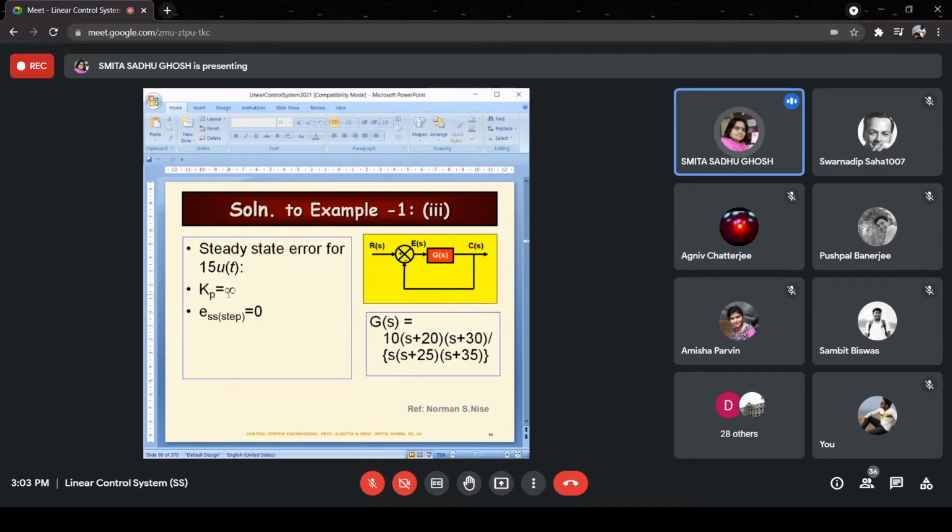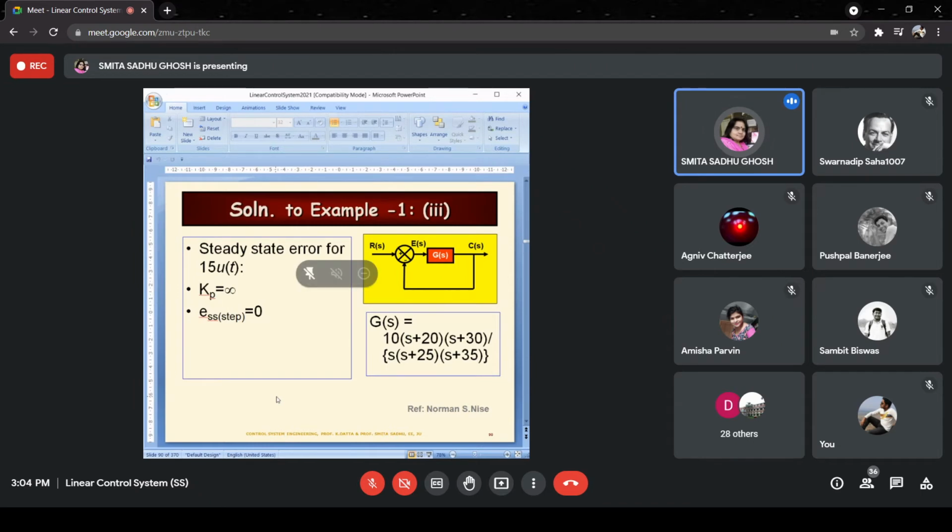So this ESS now will be how much? 0. It is 1 by 1 plus Kp, where Kp is infinity. So the steady state error due to a step input is 0, right? Here, because it's 0, the amplitude did not matter. You did not have to think about what would happen to the 15 over there. But in the next one, we will have to look at the amplitude as well.